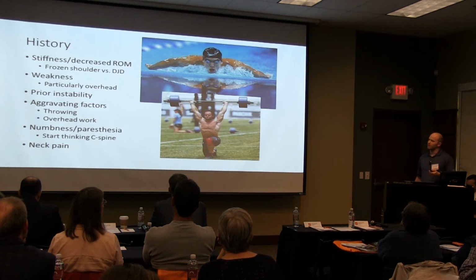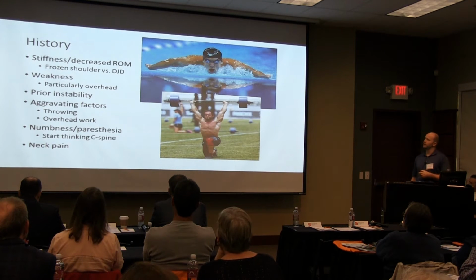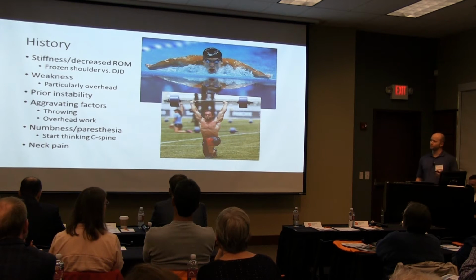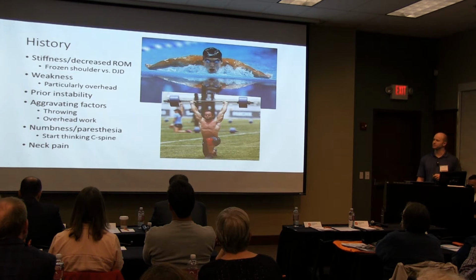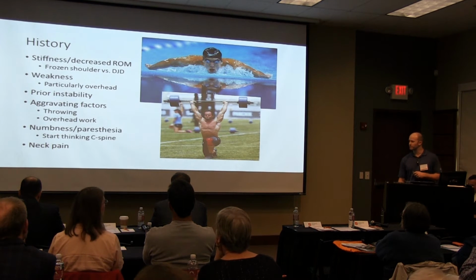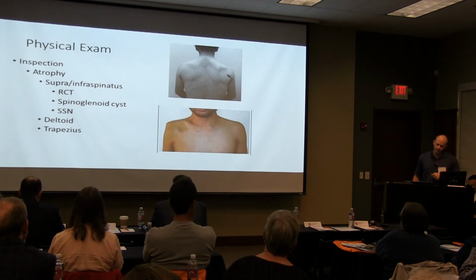You'll want to ask people about range of motion issues, if they're having problems putting on a coat, something like that. Weakness overhead can be indicative of rotator cuff problems. Ask if they had a prior dislocation or any prior injuries to the shoulder. Does throwing aggravate it? Is there anything in particular that makes it worse? And you're always going to want to ask about numbness or tingling in the arms, again, because there is a lot of overlap with the cervical spine.